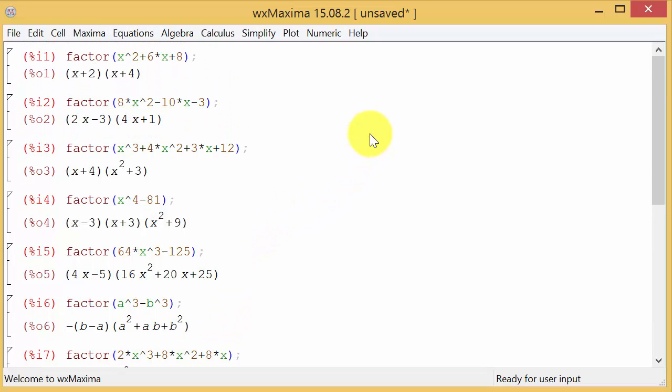All right, so that's how wxMaxima can factor. It's nothing to it. It's just knowing the command, factor, and then typing in what you need to factor.